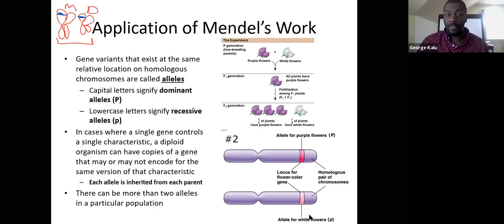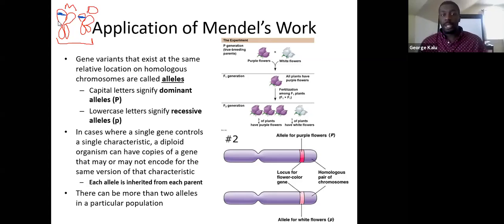And then here we have some white flowers, so we're going to have a white flower allele. They're all coding for the same trait, the same characteristic, but a different variation of that characteristic. So we have a purple allele and then a white allele, and these are going to be found on homologous chromosomes. When we're looking at these alleles, we can classify them in one of two ways.